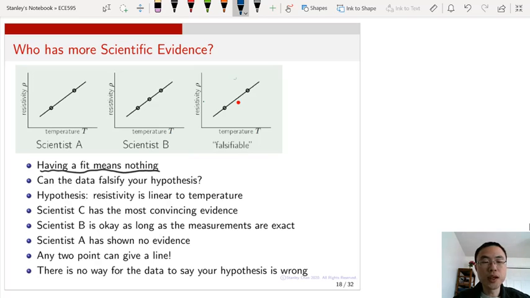Scientist A can only consider 2 points, which does not have a third point to verify. Scientist B says that I will only fit into these 3 data points, and I'm assuming that these 3 data points are living on the same line, and they're perfectly fine. There's no noise. And therefore, having a fit in the A case, having a fit in the B case, makes you feel very happy because you can fit the data very well. But in terms of the testing, in terms of generalization, only C has the most evidence to be true.